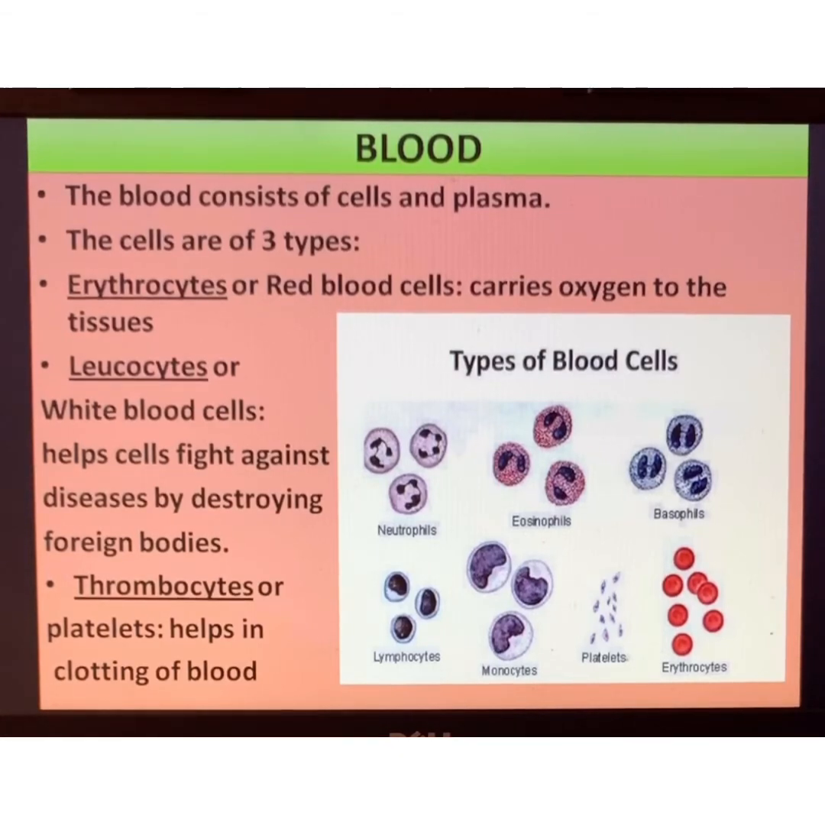Is that clear? Okay, so this is how the cells in the blood help to do the various roles of the blood. And of course, the plasma is nothing but your water part, which will have the vitamins, which will have proteins. And what proteins?